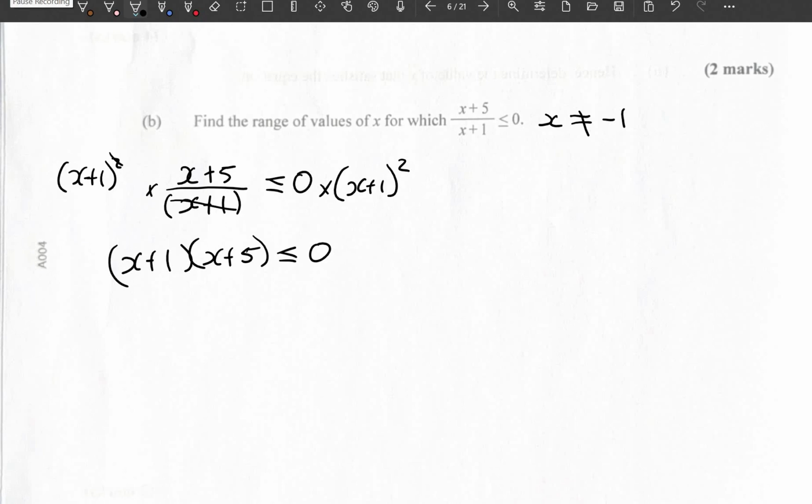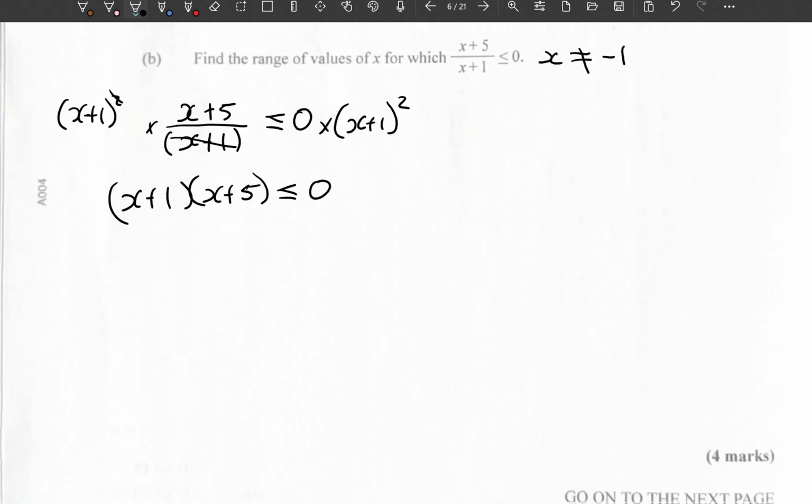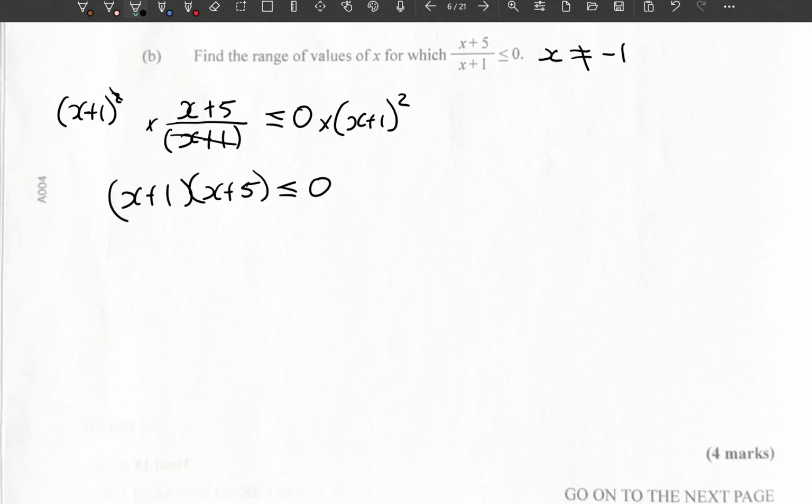So we go ahead and solve this to find the critical points. We set this equal to 0, so we say x plus 1 into x plus 5. We go ahead and set this equal to 0, and we see the critical points.